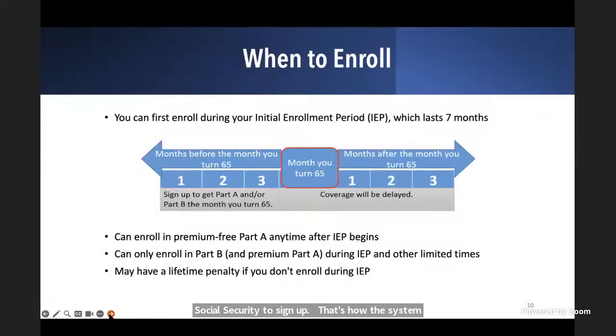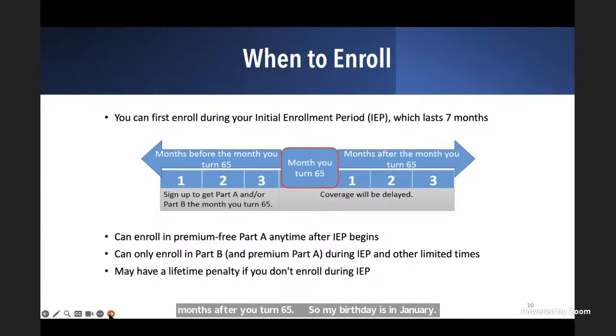So when do we enroll? Well, generally around your 65th birthday. So there's kind of a 7 month window. It includes the 3 months before you turn 65, the month you turn 65, and then the 3 months after you turn 65. Okay. So my birthday is in January.